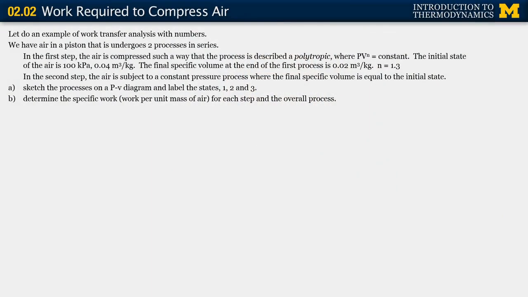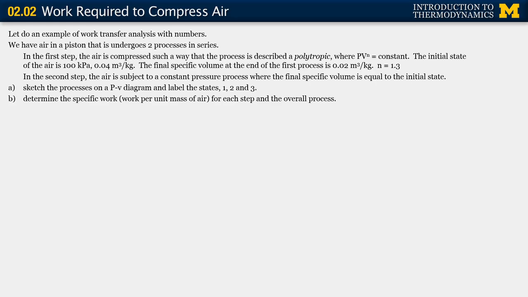Okay, so this is an example. We're going to start putting things together, and we're going to start looking at how important our units are, and we're also going to slip in, because every moment is a teaching moment, an introduction to processes that are called polytropic. So we're going to do an analysis. It's going to be a two-step process where we're going to look at air in a piston, and we're going to subject it to two steps, two processes.